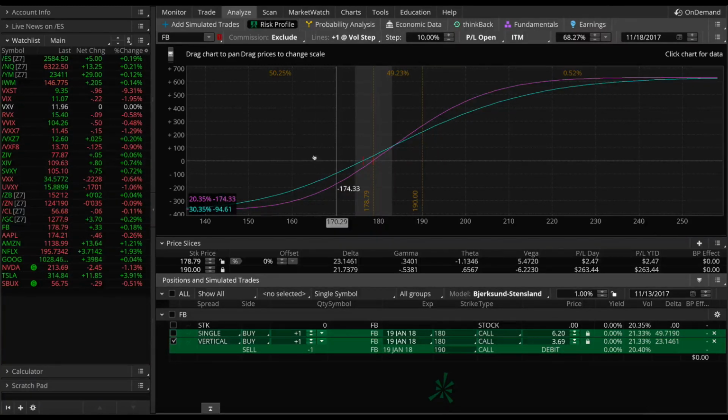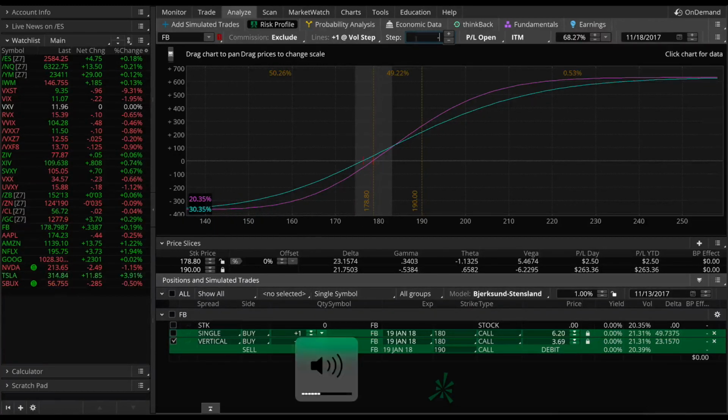So just to verify that for you, I'm going to take the current implied volatility and we're going to look at the P&L expectation of this position if implied volatility went to zero. Now, if implied volatility goes to zero, that means Facebook's options have absolutely no extrinsic value remaining. So I'm going to go up here and I'm going to do negative 20.35%.